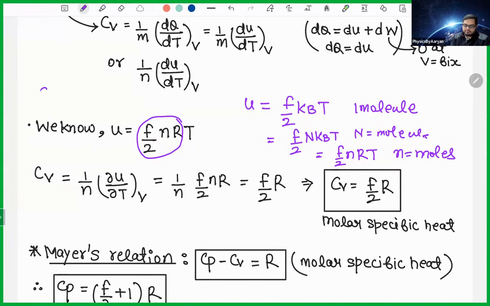But if I simply differentiate without the 1 by n, then this will not be a molar specific heat. Because I used the formula 1 by n, the heat capacity I'm defining is actually molar specific heat. So a simple idea is that CV is given by F by 2 R. Any doubt? This confusion remains, which is why I made it clear that there are three heat capacities, and what we are calculating is molar specific heat. If anyone has even 1% doubt, you can ask.